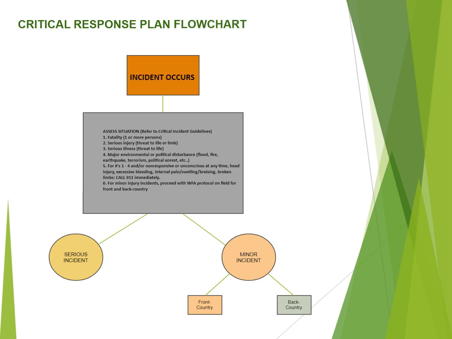A minor incident is one that can be treated on the field by wilderness first aid trained staff. The customer is able to continue the program or able to walk out on their own, while accompanied by a staff member. There are two categories for minor incidents based on the location of the tour: front country and back country. Take a moment to read the information in the gray Assess Situation box. Click Next when you have finished reading.